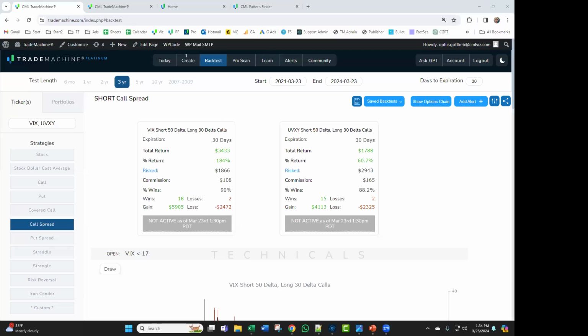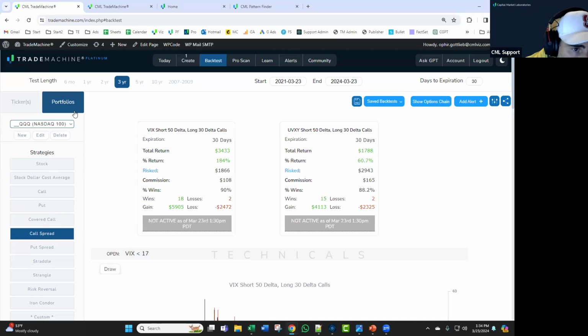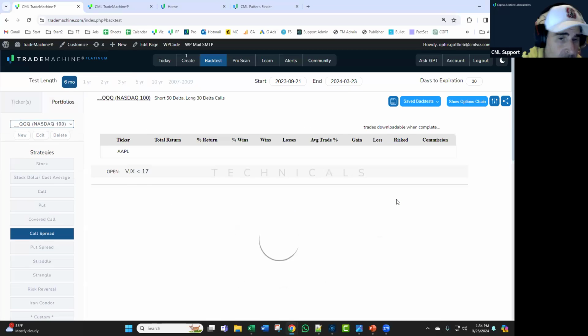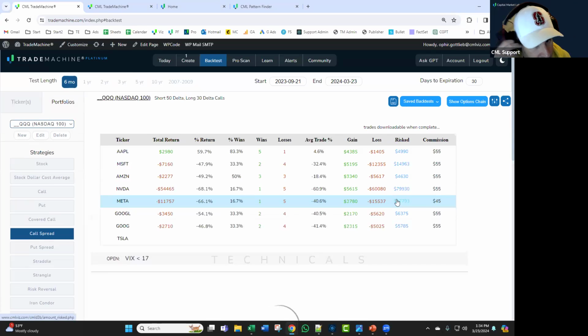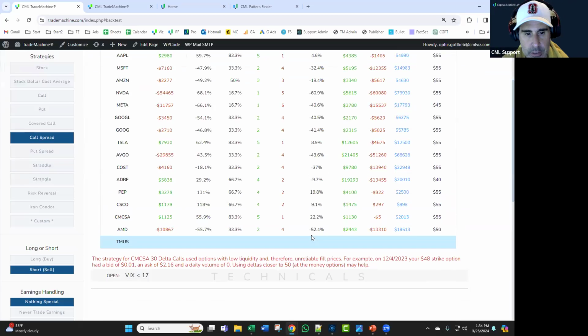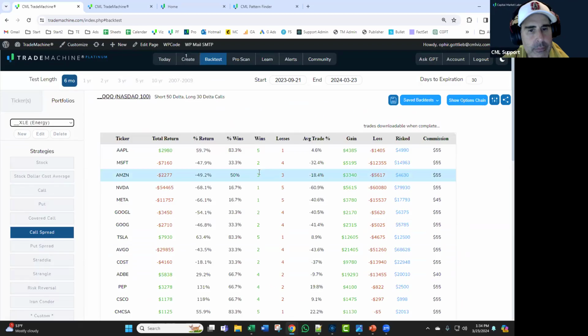Can you show again how to paste the best selected symbols to create alerts? Yeah, for sure. So let's do a portfolio, NASDAQ 100. Let's make it fast. This is a stupid strategy, so don't pay any attention to the strategy. I just want it to run. Not a surprise, don't sell call spreads. Let me do a smaller grouping. I think XLE is smaller. Let's just do XLE.